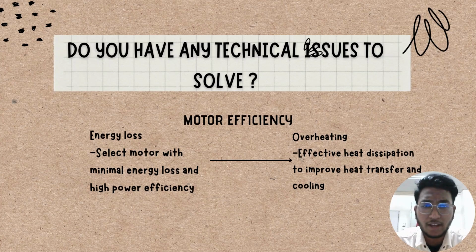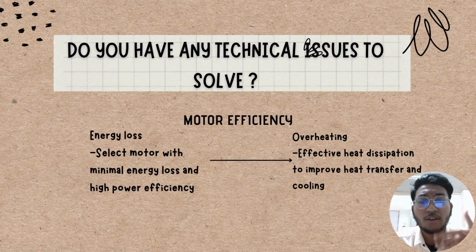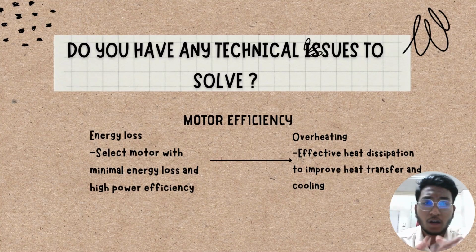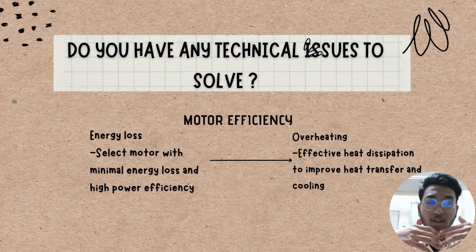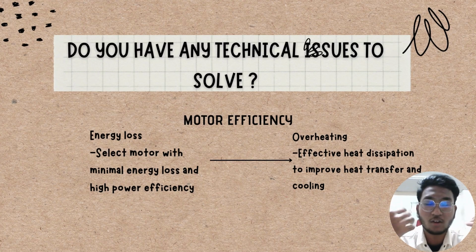Right. Do you have any technical issues to solve? Yes, we do have some technical issues to solve, and that is motor efficiency. Why? Because our current products are also facing the problems of energy loss and overheating. But don't worry, we are trying to overcome these issues by selecting a motor with minimal energy loss and high power efficiency.